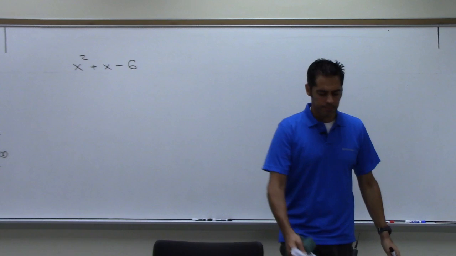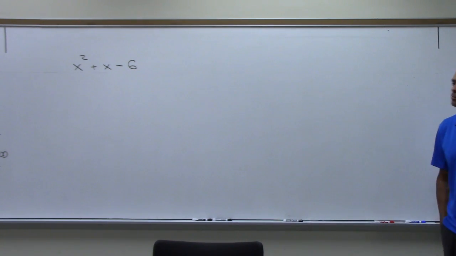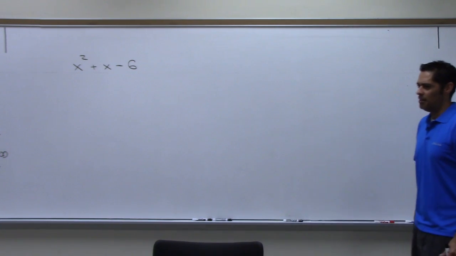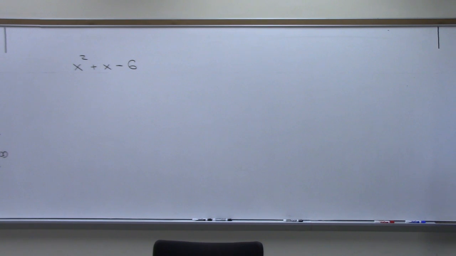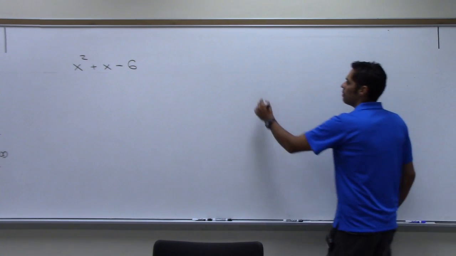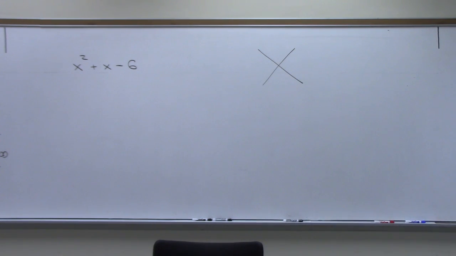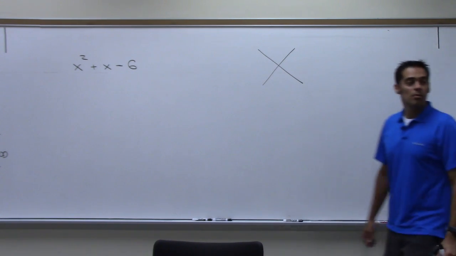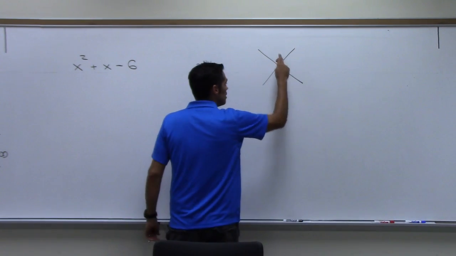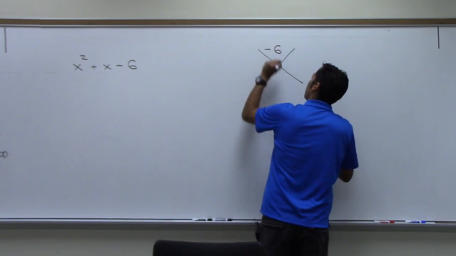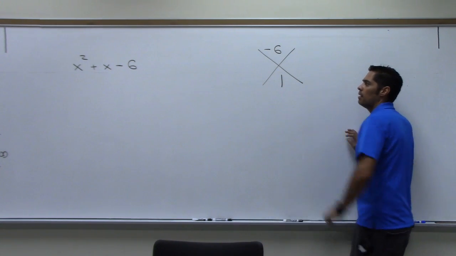Factor that. You ready to have it? Yeah. All right, so 3 terms, no GCF. Destiny, what number am I going to put here, and what number am I going to put here? So -6 here, and +1. All right, so let's see.